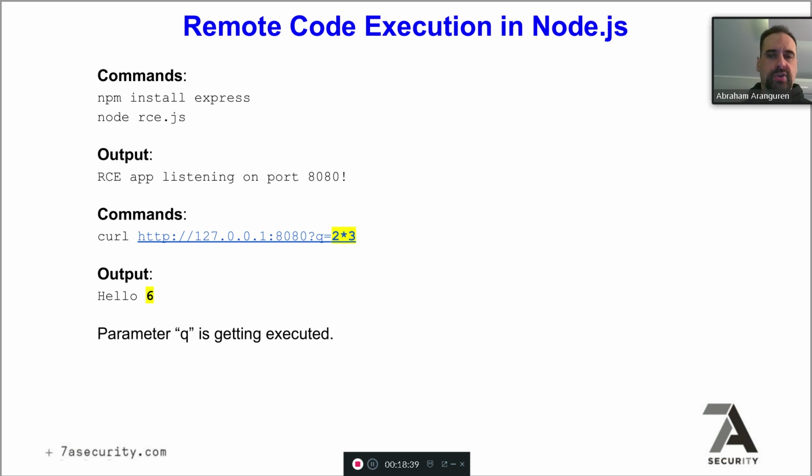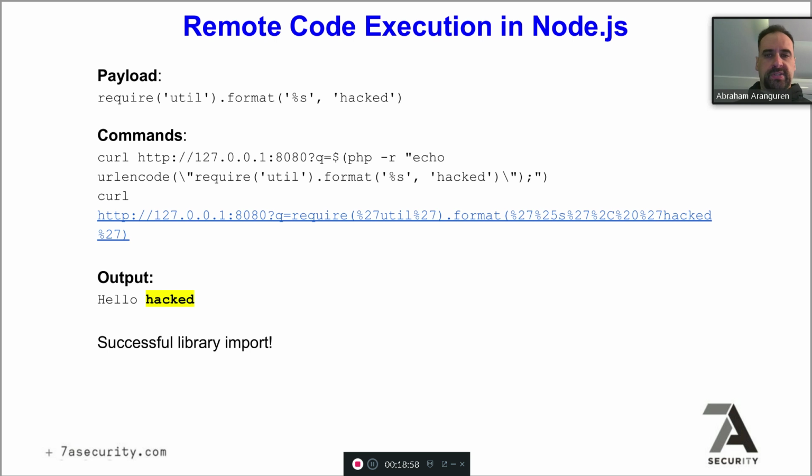We can then try a number of things, right? Using curl, for example, we can try to multiply 2 by 3, and then we get 6. This is already enticing, right? It seems we have some sort of execution on the server side, because we get the result of the multiplication. So this is getting executed.